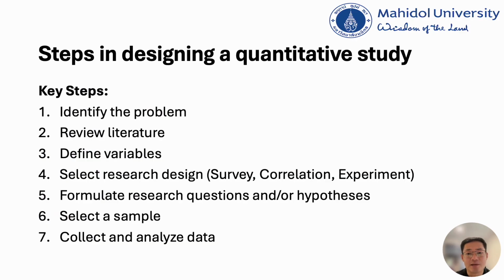These are the essential steps for building a solid quantitative research project. It starts with identifying a clear problem and reviewing relevant studies. Defining the key variables helps in choosing the right design. Once the design is selected, you will need to draft your research questions or hypotheses. Then select an appropriate sample and move into data collection and analysis. This step-by-step approach ensures your research stays focused and methodologically sound.